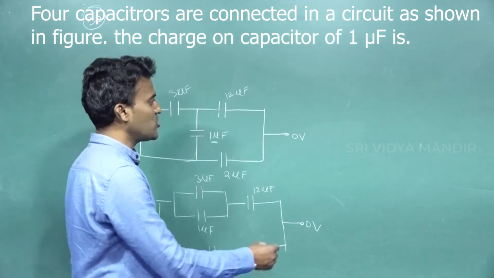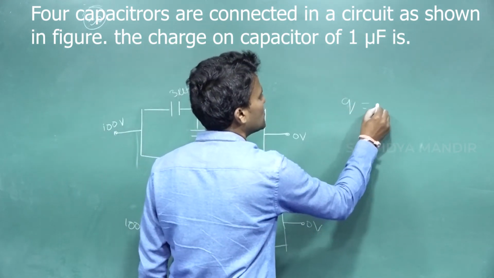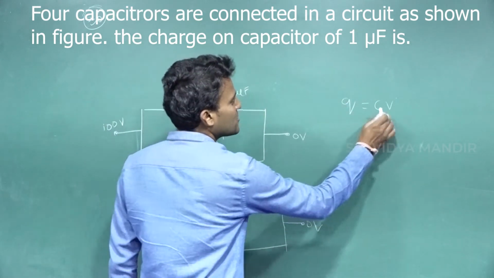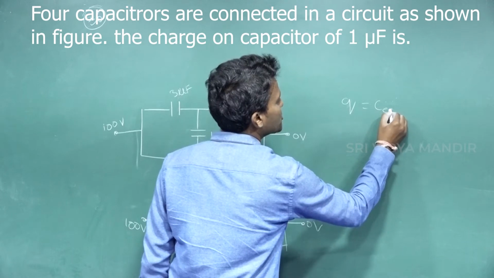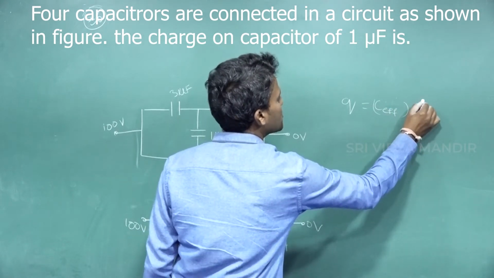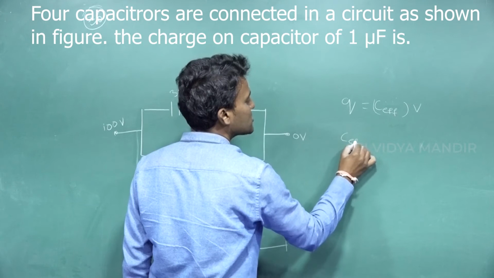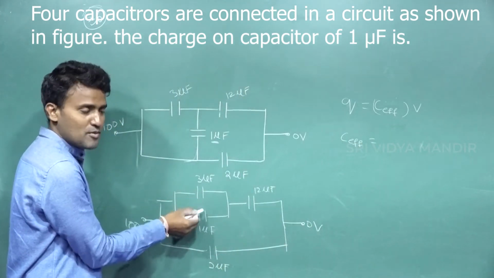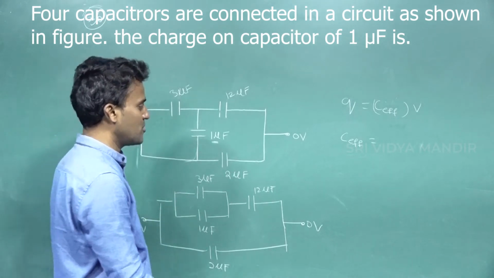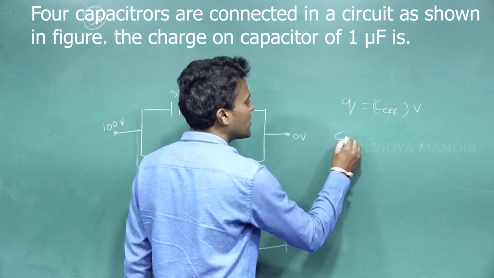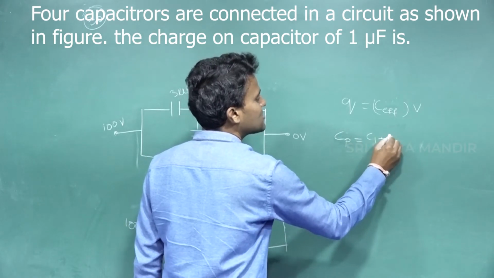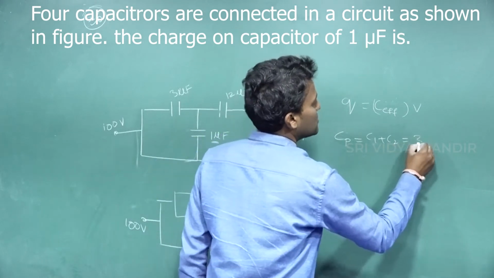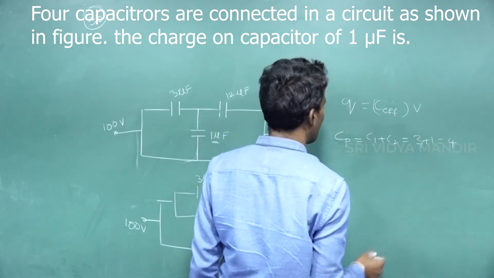What formula can you write? Q is equal to CV, where C is the effective capacitance. For the effective capacitance, these two are connected in parallel combination. Parallel combination means C1 plus C2, that is 3 plus 1, which is equal to 4 microfarad.